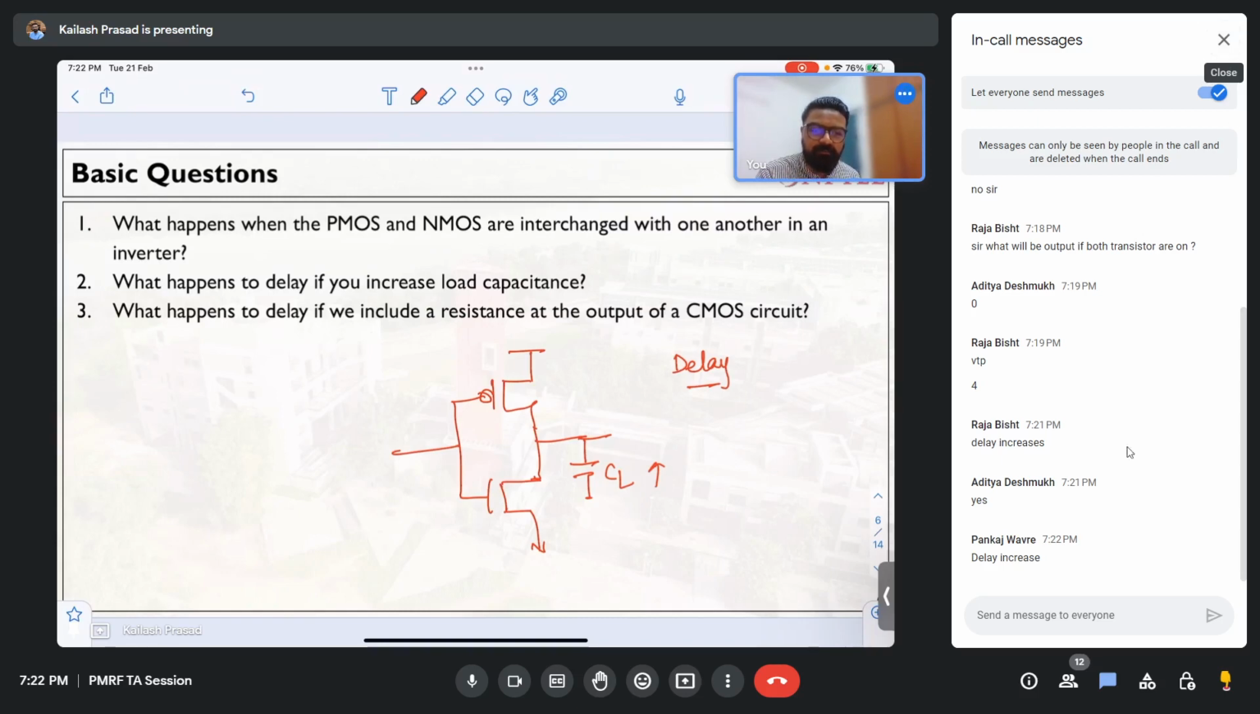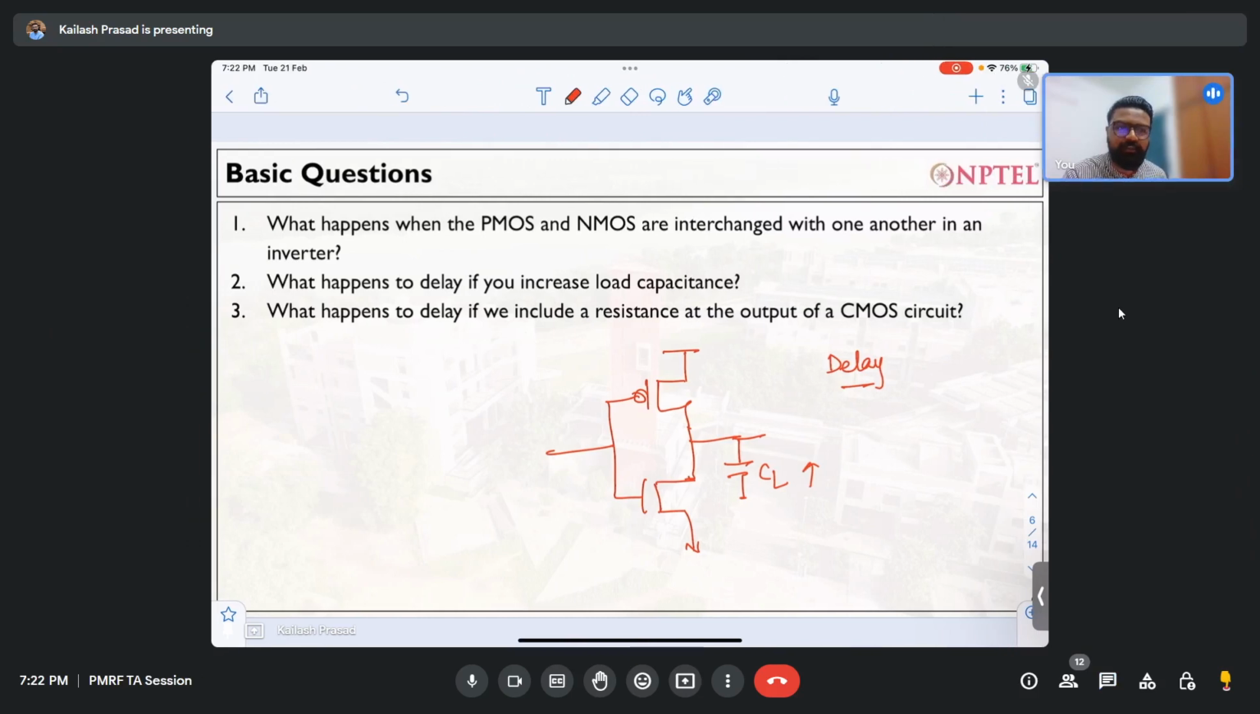Delay will increase. Okay, Pankaj is also saying delay will increase. So yes, it will increase, right? Because tau is equal to RC. Whenever the capacitance increases, the delay will increase. So that's a simple argument.